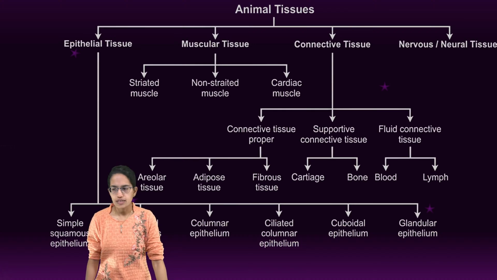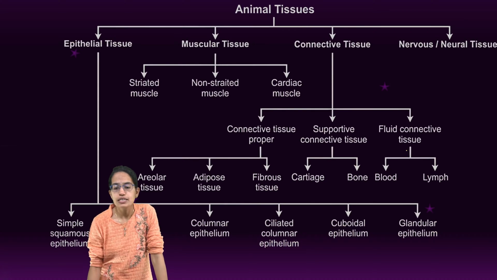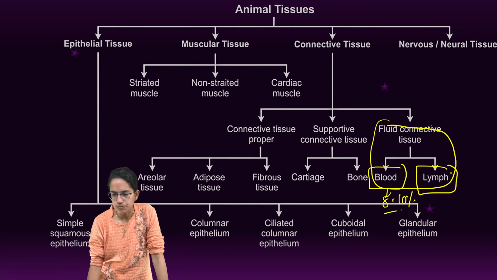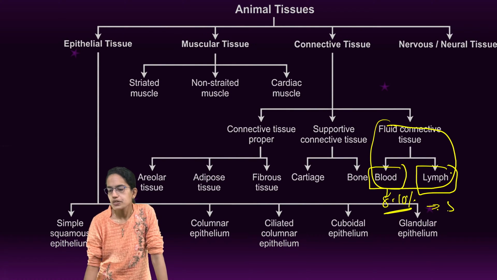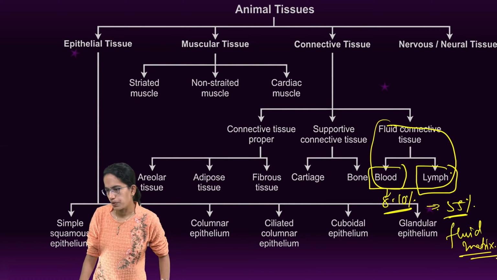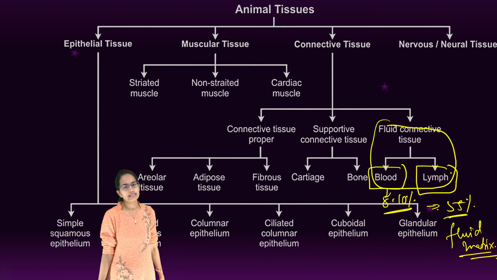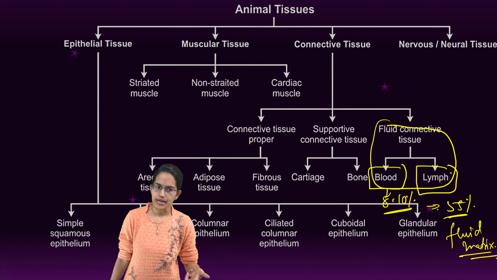The next tissues that we talk about are the fluid connective tissues or the vascular tissues. Here we have two important ones, blood and lymph. Now blood is around 8 to 10% by weight. Under blood, 55% of the blood by volume is made of what? It is made of fluid matrix. Now within the blood, there are two important things. One is the plasma, the other is the blood cells. Under the blood cells, you have WBC, RBC and platelets.